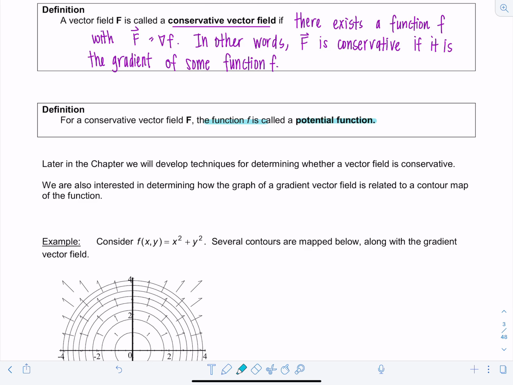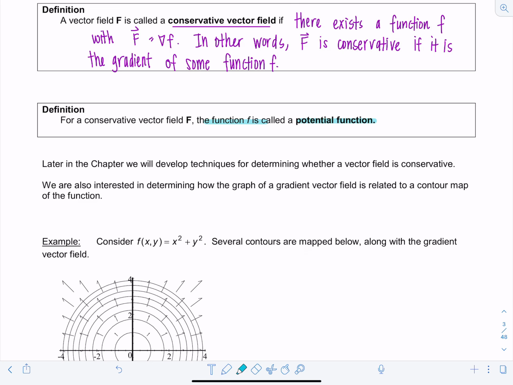Now, later on in the chapter, we're going to develop techniques to determine whether or not a vector field is conservative. And that's something that we're going to be interested in because it's going to make several of our computations and problems a lot easier once we know that a vector field is conservative.